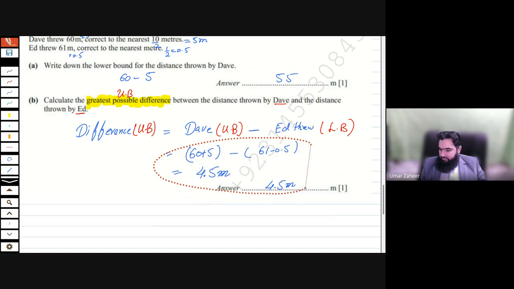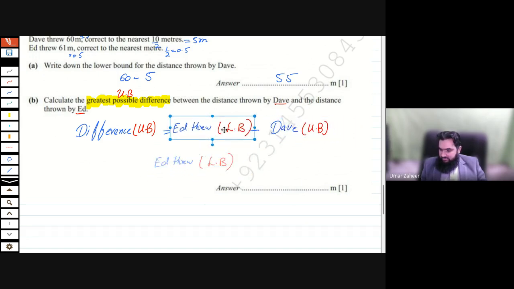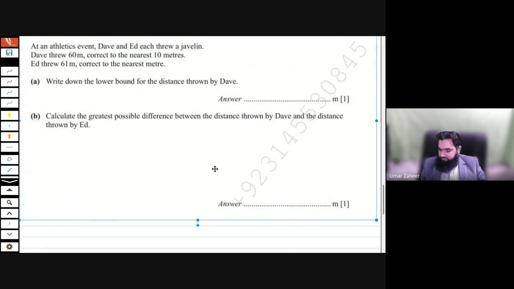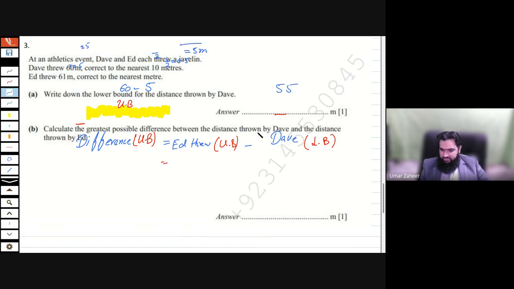Because I'm getting a lower distance, I will just remove it here. It will be the second one, it will be the first one. No, we are finding the bounds, so obviously that will be different. We will take the upper bound of the first value and the lower bound of the second value. Let's see how to check, because we need to take a greatest difference.